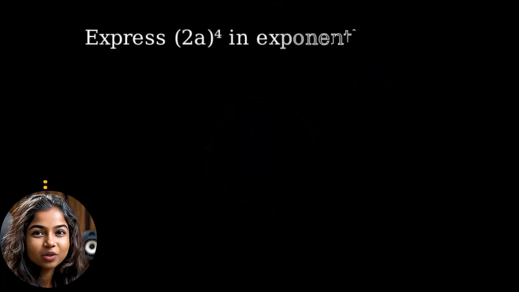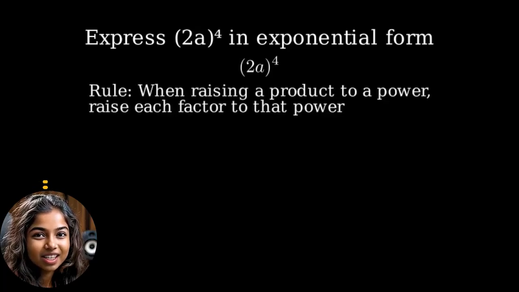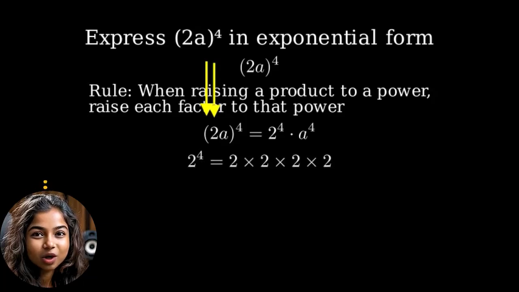Let's solve this problem step by step. We need to express (2a) to the 4th power in exponential form. Let's start with our expression, 2a in parentheses raised to the 4th power. When we have a term in parentheses raised to a power, we can apply the power to each factor inside the parentheses separately. So, this means we can separate our expression into 2 to the 4th power times a to the 4th power.